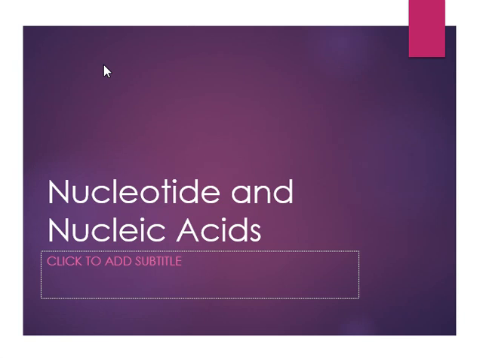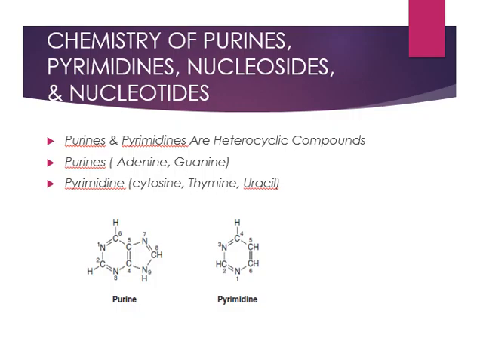Bismillahirrahmanirrahim. The topic of today's lecture is nucleotides and their chemistry and structure. Nucleotides are mainly composed of purines and pyrimidines. Purines and pyrimidines, if we define them, are heterocyclic compounds. What are heterocyclic compounds? The compounds which contain other atoms in addition to carbon.